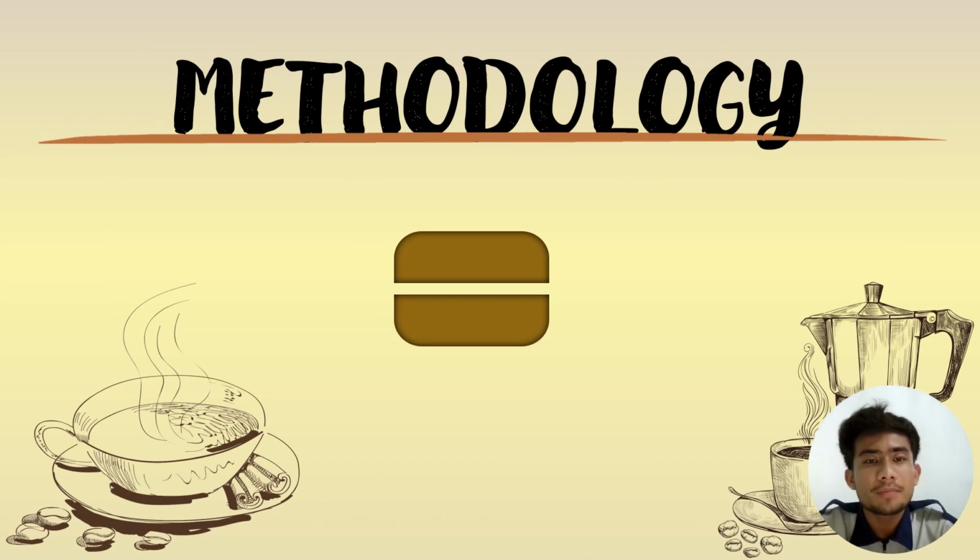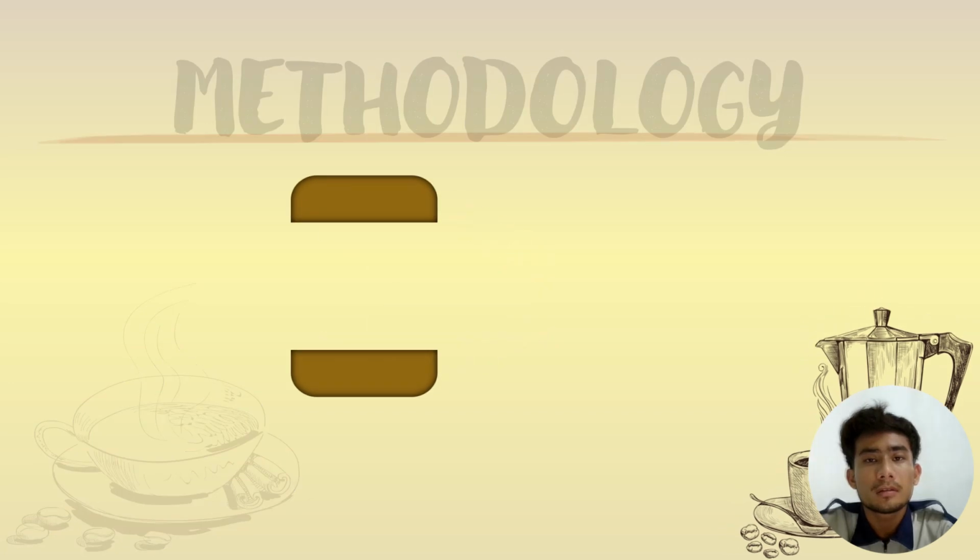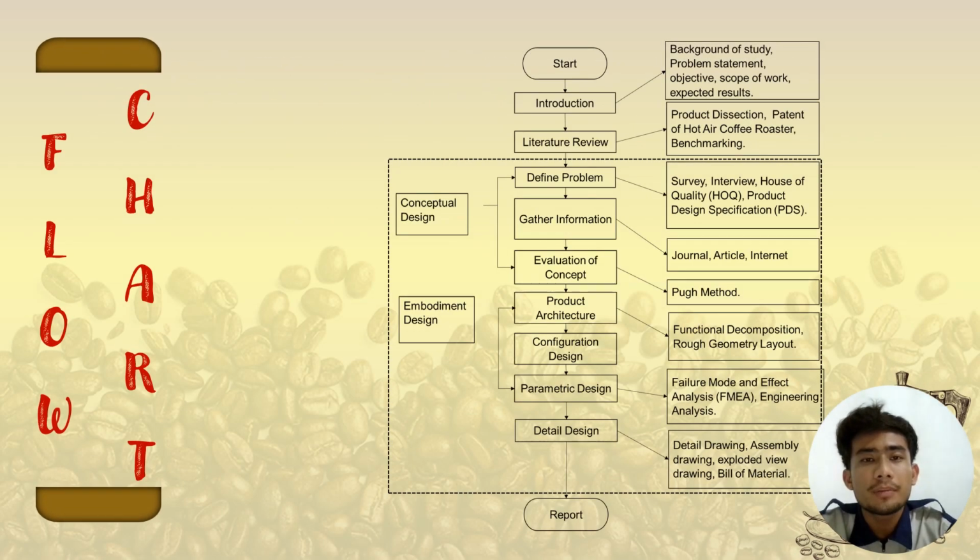The next one is the methodology that has been used by me to complete my final year project. For the methodology, I have created a flowchart to make my mini drum coffee roaster. The first one is start and then introduction. In the introduction, I have submitted the background of study, problem statement, objective, scope of work, and expected results. In the literature review, there are product dissection, pattern of hot air coffee roast, and the benchmarking.